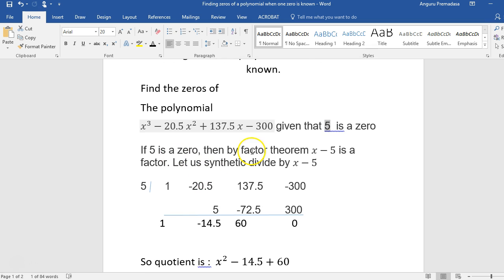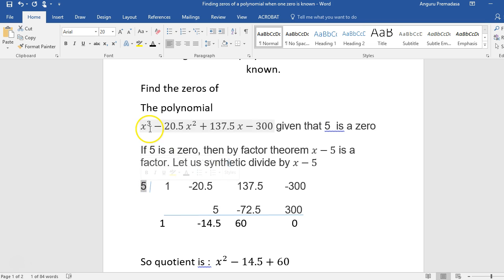Now we know from the factor theorem that if 5 is a zero, then x minus 5 is a factor. So the very first thing that we do is use synthetic division and divide by x minus 5. And the idea is when we do that, we get a quotient, and the quotient is the other quadratic factor. So when we solve that, we get the other two roots. It's pretty simple. So let's take 5. Because we are trying to divide by x minus 5, we are going to do synthetic division with 5.